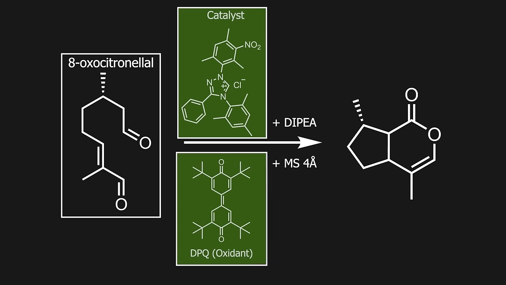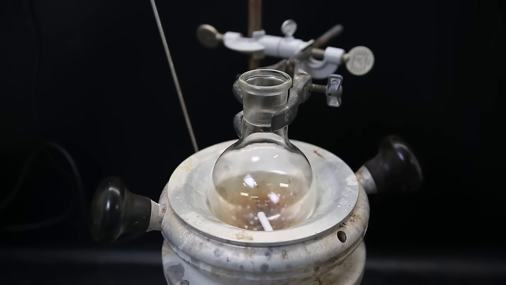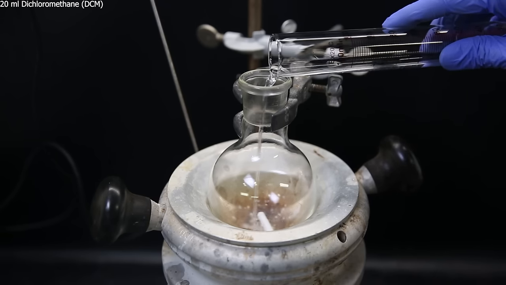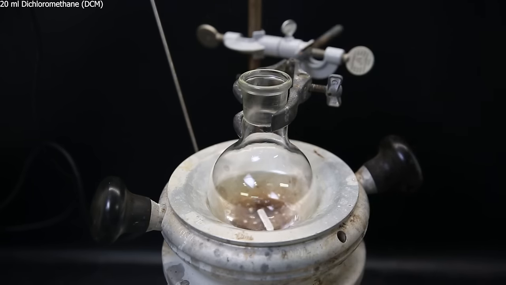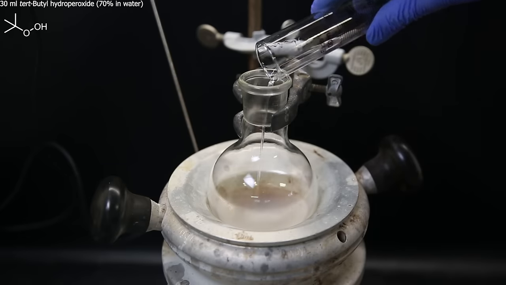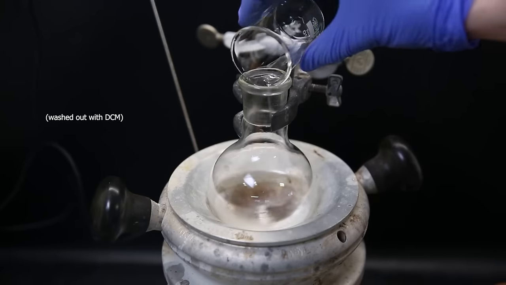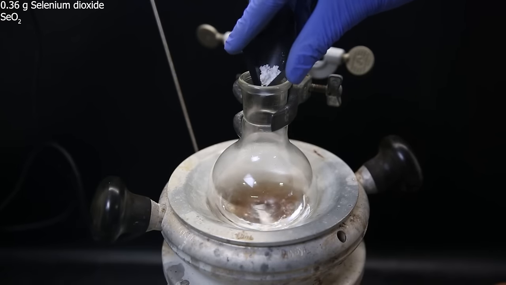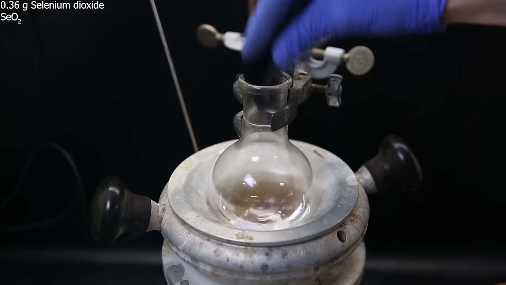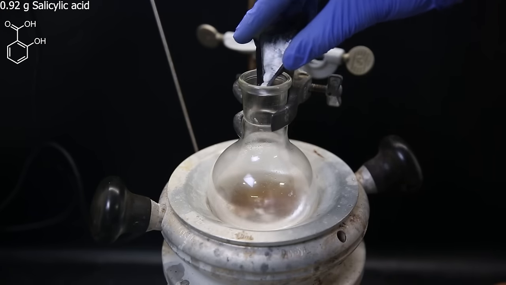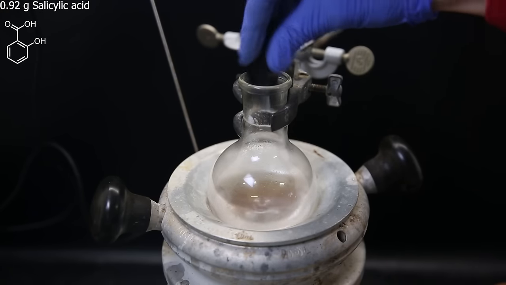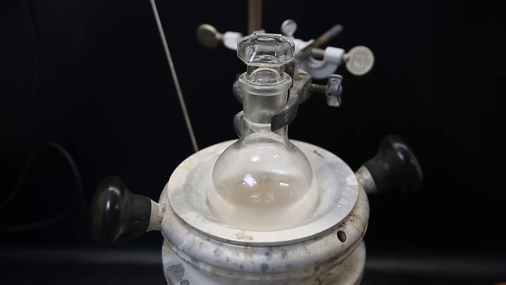Now that the DPQ has been made, I will make the last required reactant, which is 8-oxocitronellol. So I set up a flask with a stir bar and add in 20 ml of DCM as a solvent. Then I add in 30 ml of tert-butyl hydroperoxide and 10 grams of levo-beta-citronellol. As the oxidizer, I add in 0.36 grams of selenium dioxide and 0.92 grams of salicylic acid as the catalyst, and then leave it to stir at room temperature for 3 days.